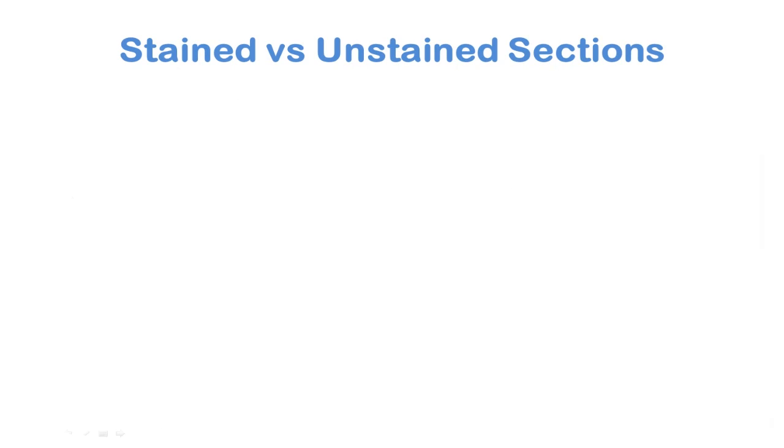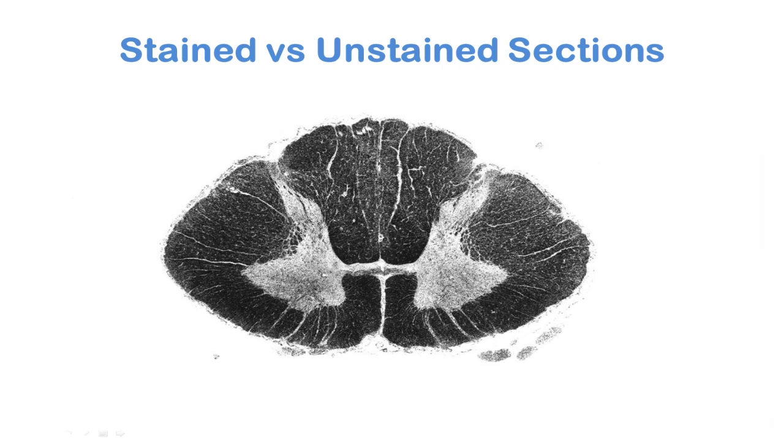And then finally, with the stained versus unstained section, now we have a section of the spinal cord. And so what is the overall orientation of this section? If you said horizontal, you'd be correct. Now, is this a stained or an unstained section? Well, this is a stained section of the cross section.